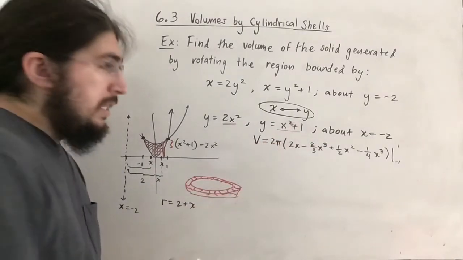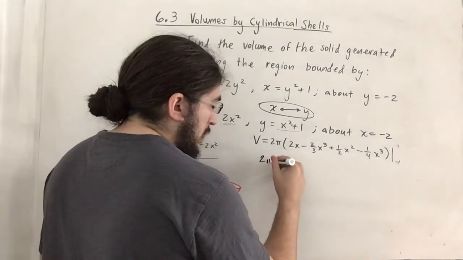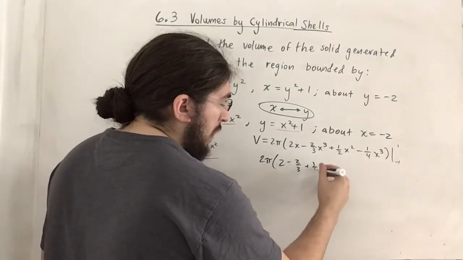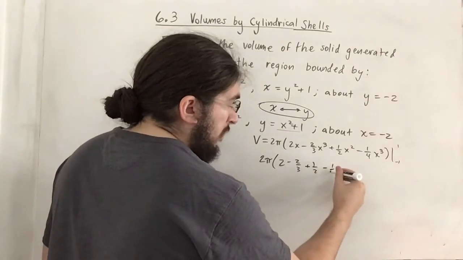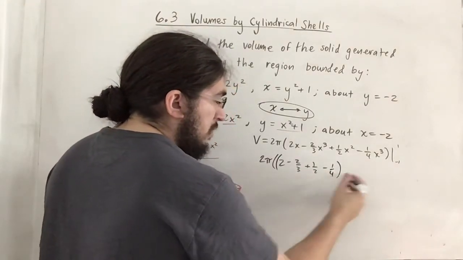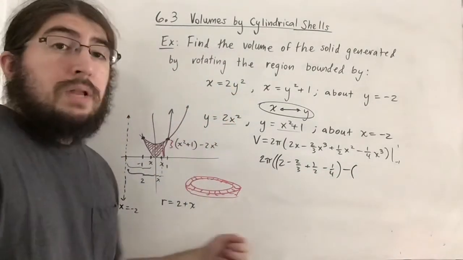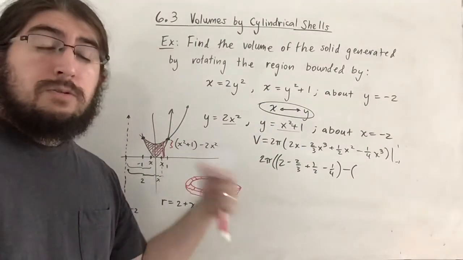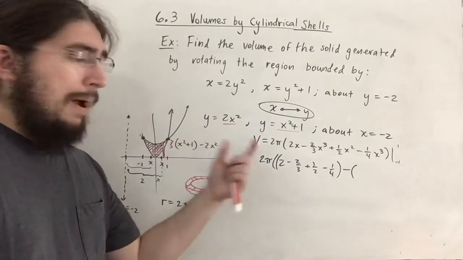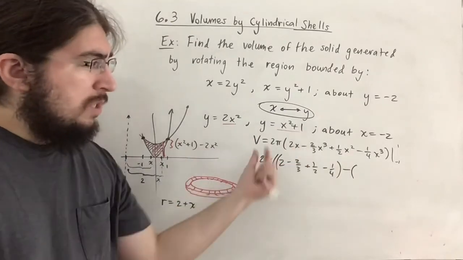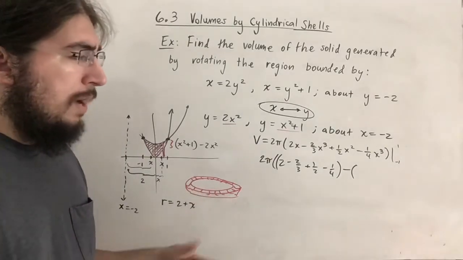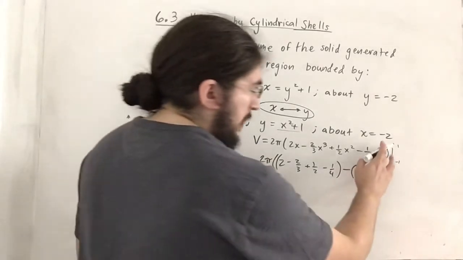So when you plug in 1 into this mess, we just get the coefficients, which is 2 minus 2/3 plus 1/2 minus 1/4, and that's it. That's for the first evaluation, minus. When you plug in negative 1, you kind of get the same thing, only all of the even powers remain positive and all of the odd powers change sign. Because of course negative 1 to an even power is positive 1, but negative 1 to an odd power is negative 1.